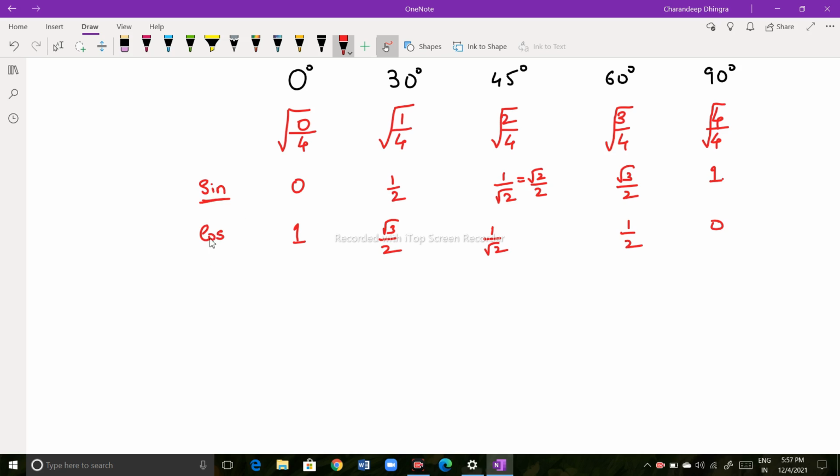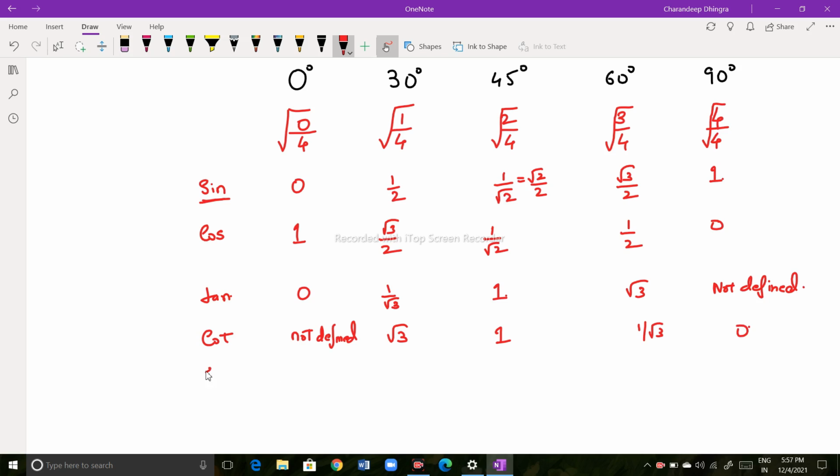After this, now we know sine upon cos is tan. So tan 0 is 0, tan 30 is 1 by root 3. Then you have tan 45, which is 1, tan 60, which is root 3, and this is not defined. So tan is not defined for 90 degrees. Now we can just take the reciprocal. So for cot, this would be again not defined, because cot is the reciprocal of tan. This would be root 3, cot 45 is 1, cot 60 is 1 by root 3, and this would be 0.